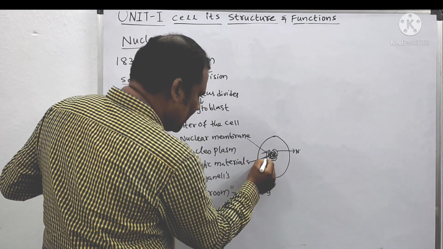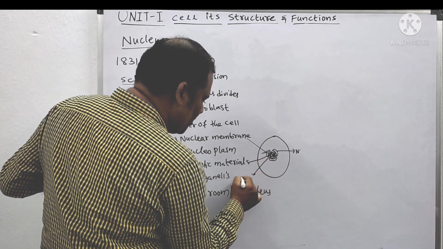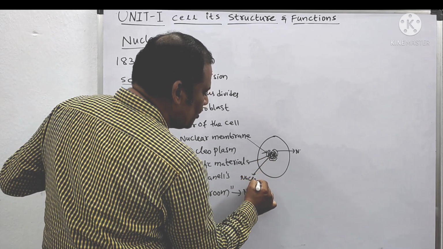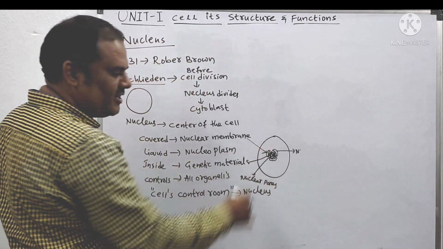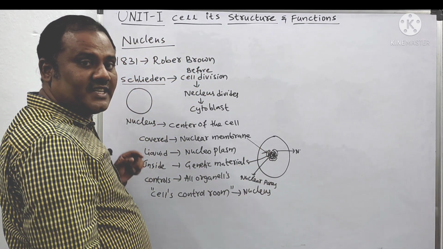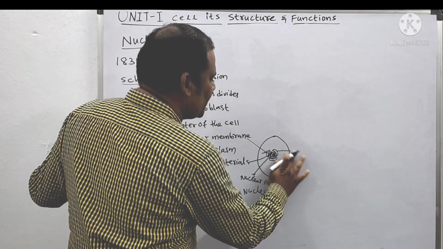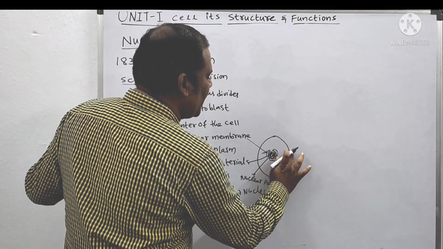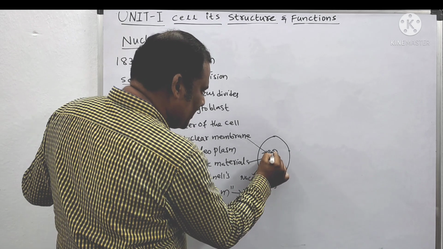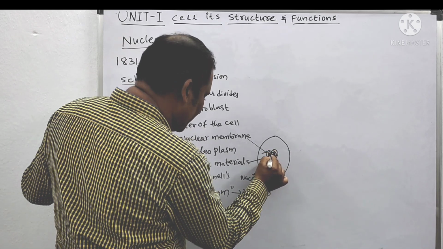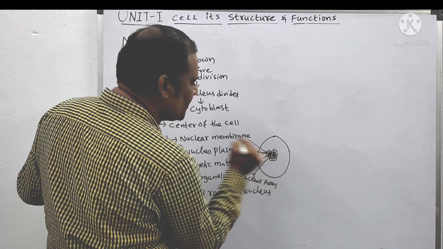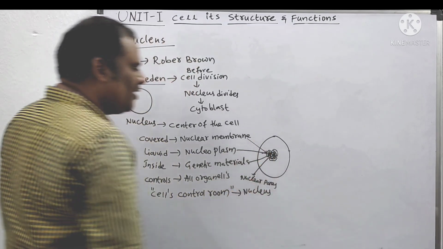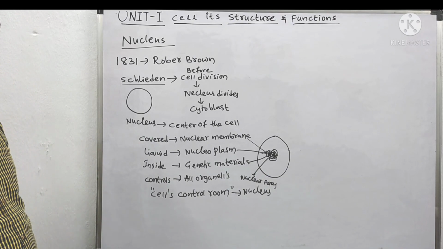Next, these pores are called the nuclear pores. These nuclear pores are useful for exchanging materials. And the liquid present here is called the nucleoplasm. So this is about the nucleus in general.